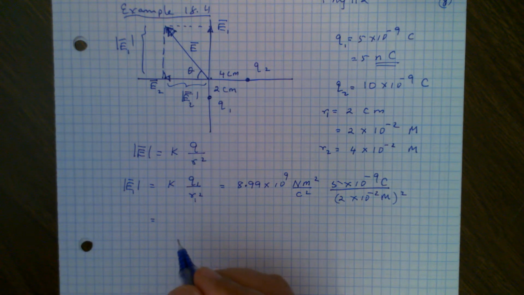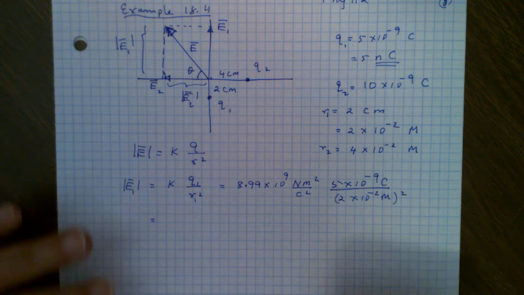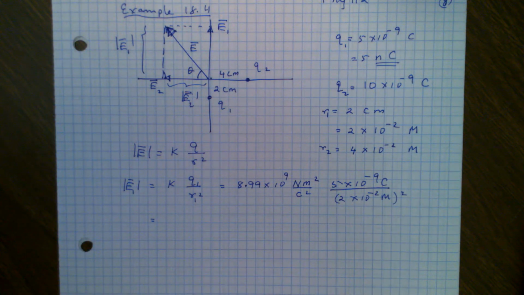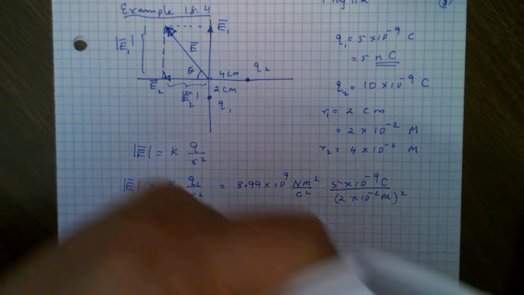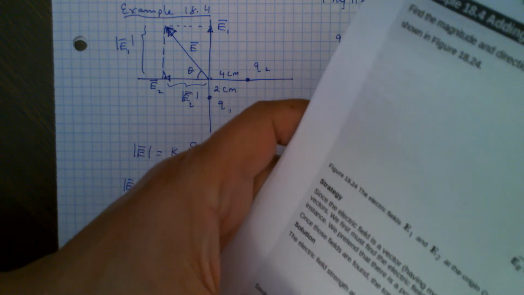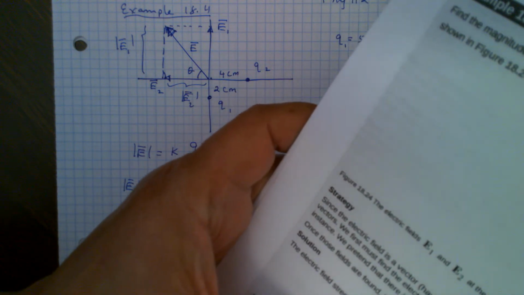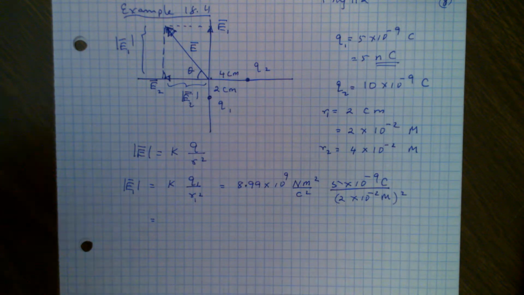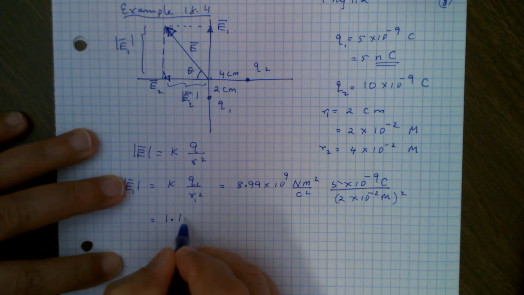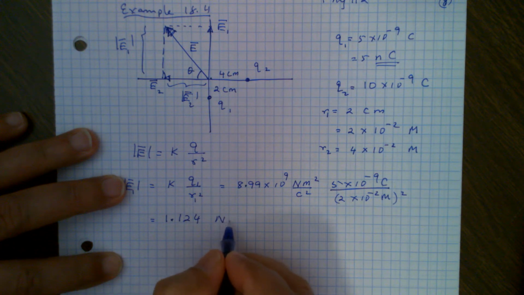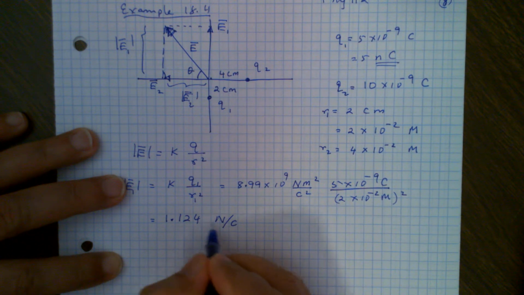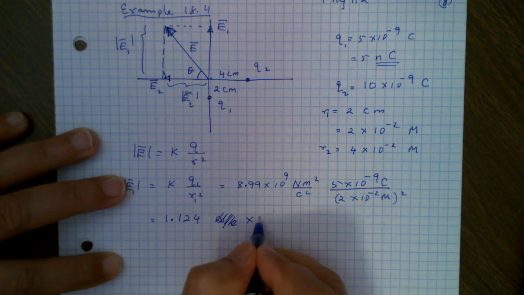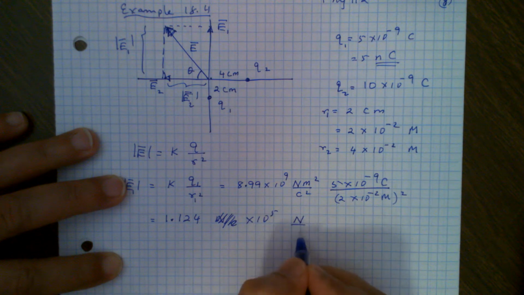And I can just plug it into the calculator, all right? And I can use the result from the book, or I can plug it into the calculator. So I'll do it two ways. Let me use the book answer. The E1 is 1.124 times 10 to the power 5 newtons per coulomb.